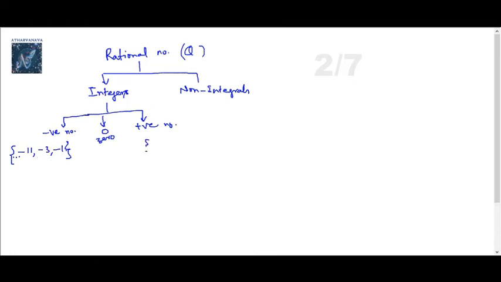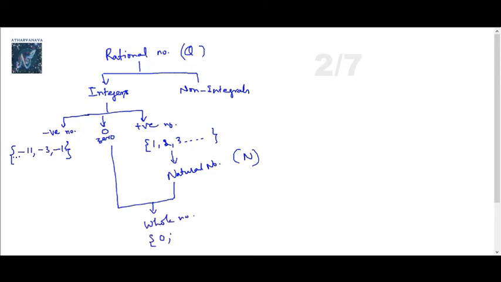Now here you can see positive numbers like 1, 2, 3, and so on till infinity, and this 0 exists like that. Now tell me, 1 to infinity, these are nothing but natural numbers. Natural numbers are written with capital N. If I include 0 with the natural numbers, it becomes whole numbers. So the whole number set starts from 0, isn't it? 0, 1, 2, 3 and so on. This is whole numbers, with capital W.